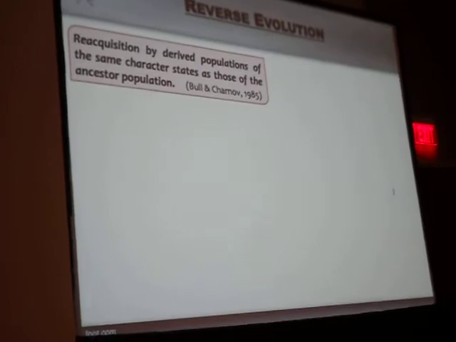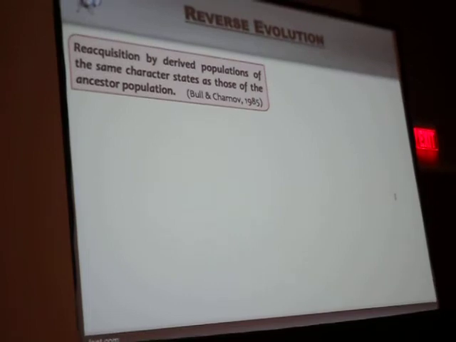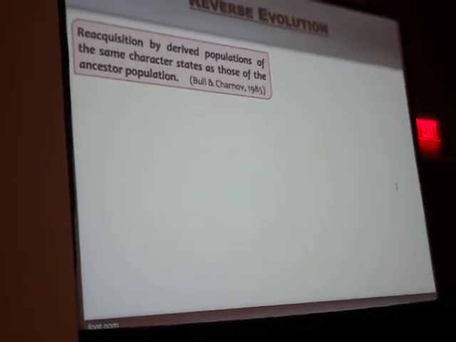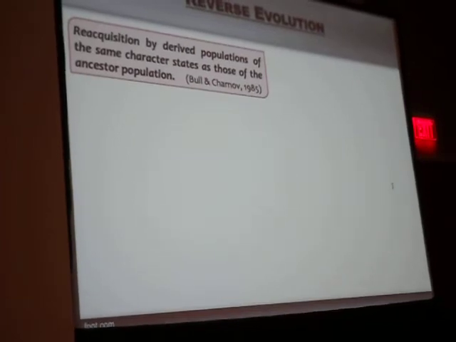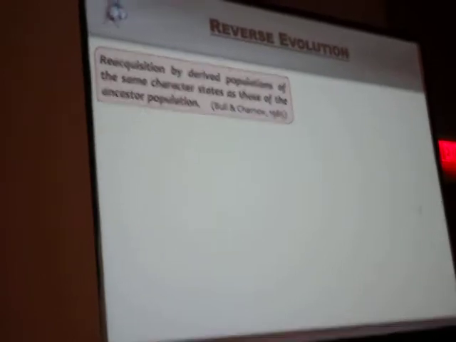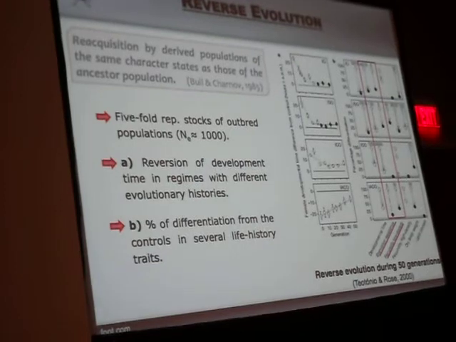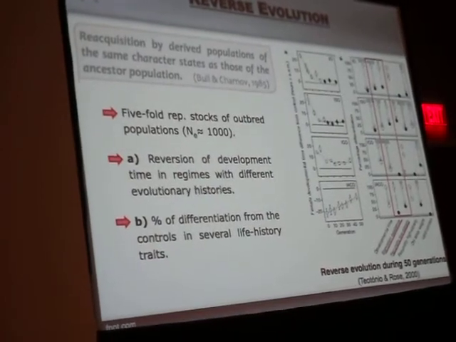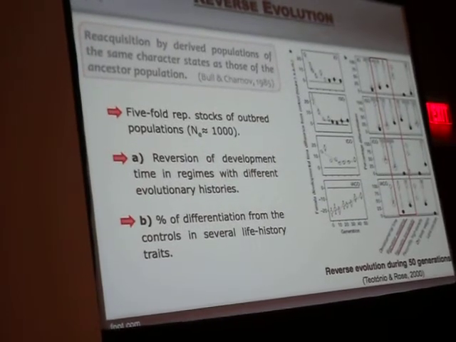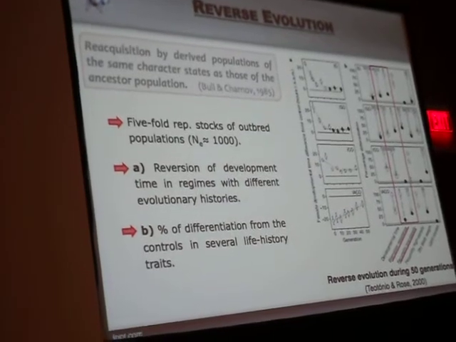Now, about reverse evolution. By definition, it is the reacquisition by derived populations of the same character states as those of the ancestral population. This is contingent on several things, like the time they were exposed to the new environment, the value of fitness of the character involved, and so on. There was a very neat experiment done by Rose in the late 90s on reverse evolution during 50 generations, where five-fold replicated stocks of Drosophila melanogaster were subject to reverse evolution.